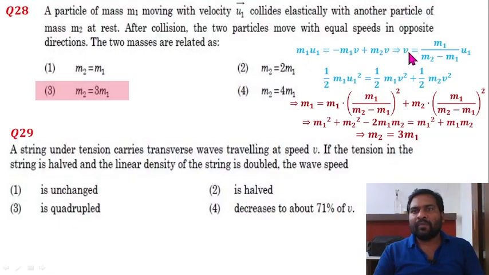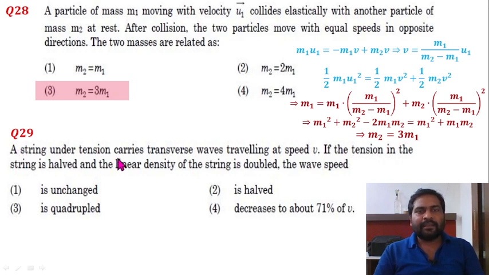From here, calculate the value of v, which equals m1 divided by (m2 minus m1) times u1. Energy conservation: half m1 u1 square equals half m1 v1 square plus half m2 v2 square. v is the final velocity, so both are moving with equal speed, that's why here it is v and v. Just put in the value of v from above and you will get that m2 equals 3 m1. So option 3 is correct here. Question 29.